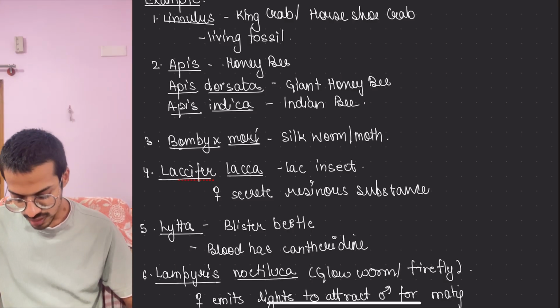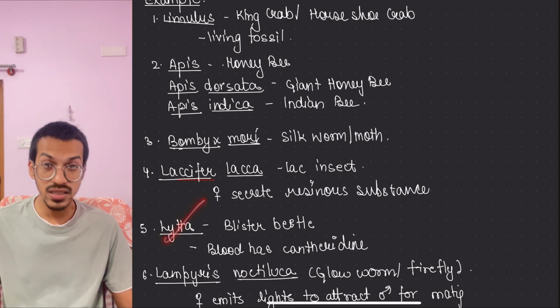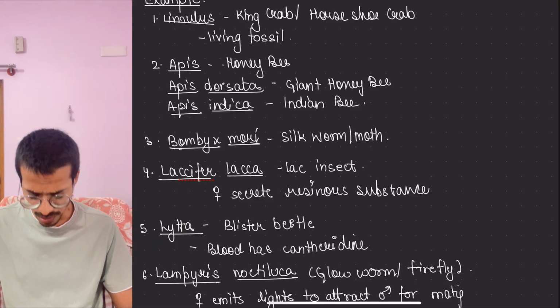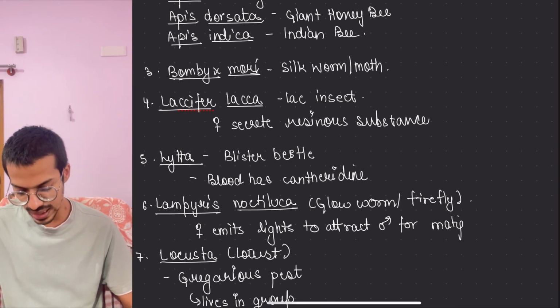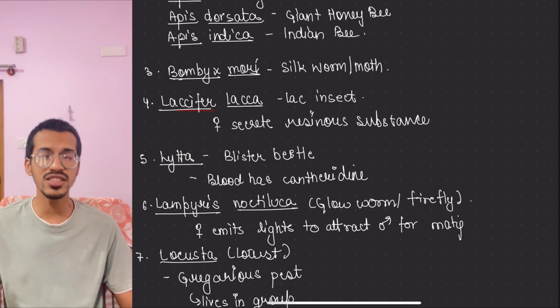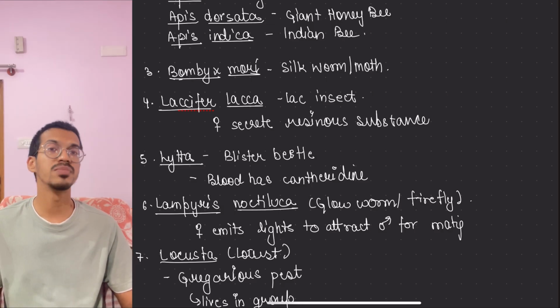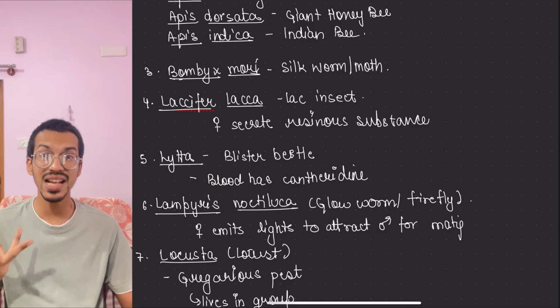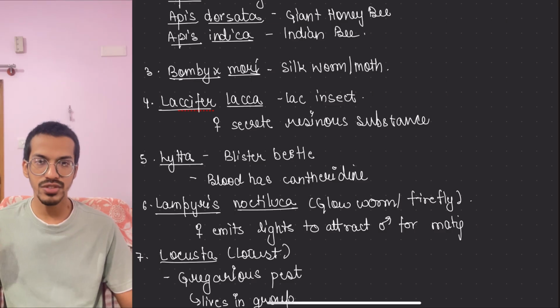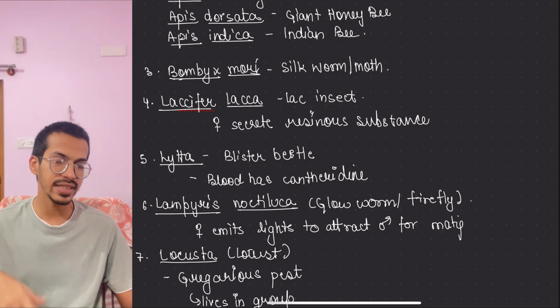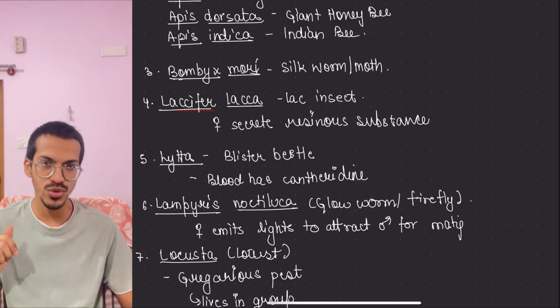Then Lytta is what? Blister beetle, and it secretes in its blood a pigment called cantharidin, which is said to be good for hair growth. Earlier there used to be a hair oil sold by the name of cantharidin, which is good for hair growth. I seriously need it because my hair has not been growing for the past 2 months.